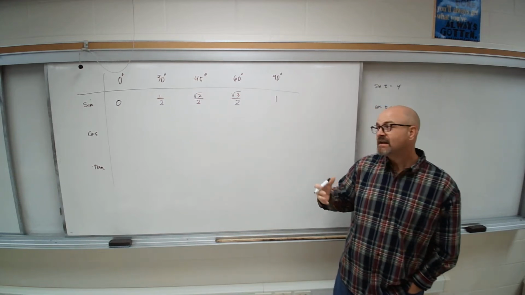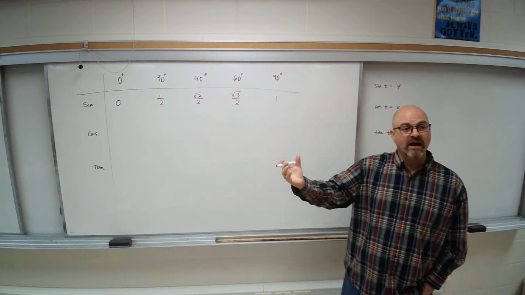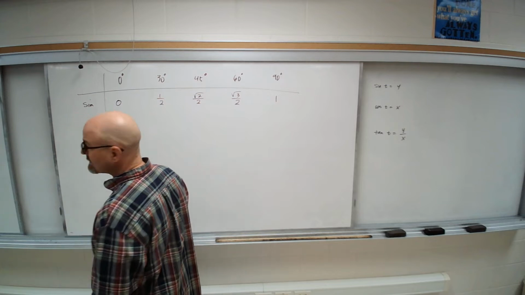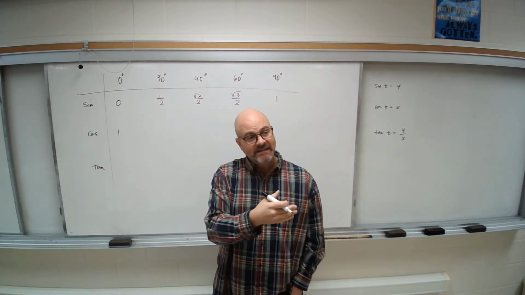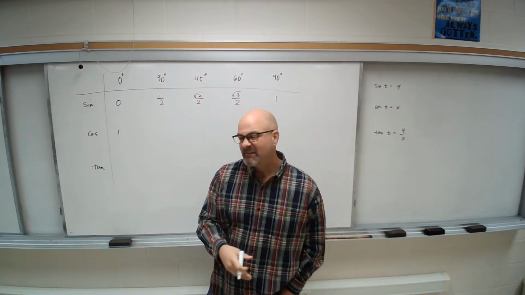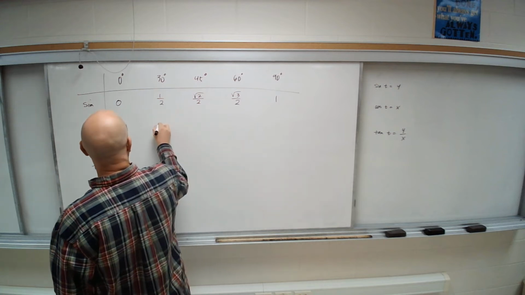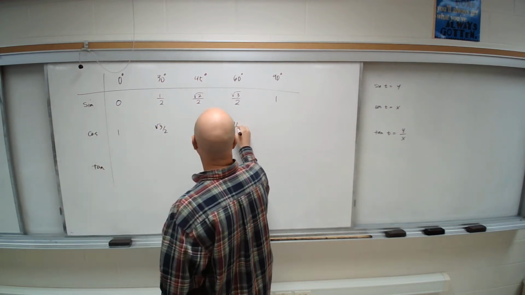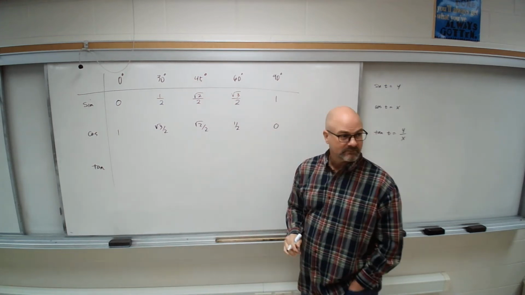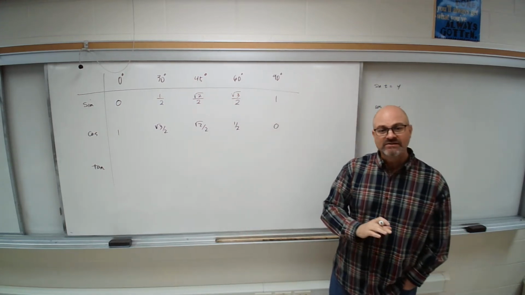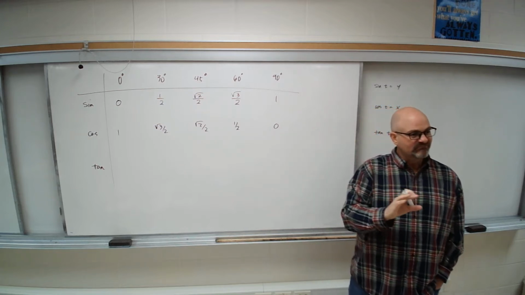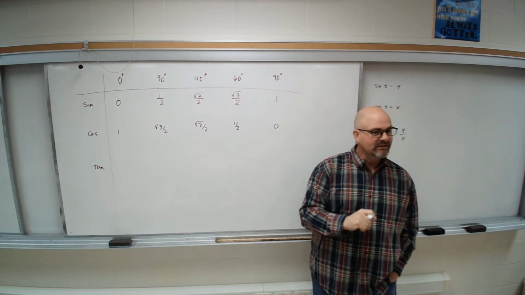Once you know those, now you know the cosines. It's just the opposite order, right? You start at 1, because when you're on the x-axis, the x value is 1. That's the cosine value. And then we have radical 3 over 2, radical 2 over 2, 1/2, and 0. Right? So the same 5 numbers. So it's not 10 independent facts, it's just the same 5 facts, arranged differently.